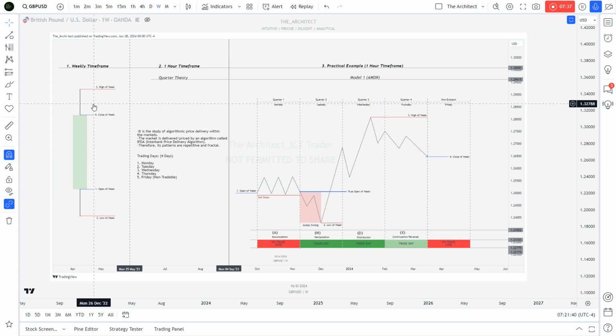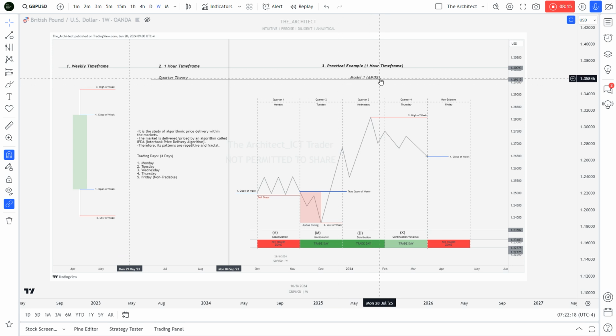So we understand that the market itself is fractal. So we want to look at this candlestick in relation to the hourly time frame. We want to see how this specific candle can unfold on the hourly time frame, and that's when we get into quarter theory. That's when we're studying the characteristics of how the algorithm itself delivers this candlestick. And you'll soon come to understand that this same candlestick can be delivered in three ways, or three models. So we're looking at the first model, which is model one, called AMDX.